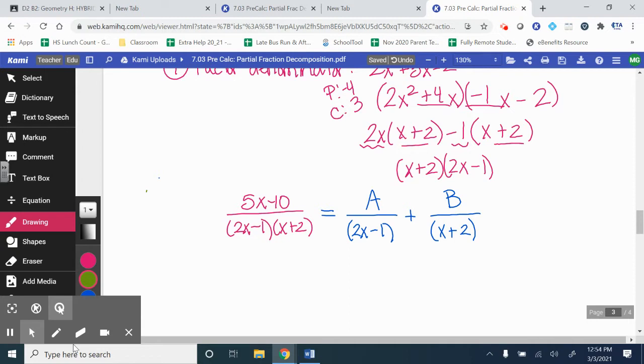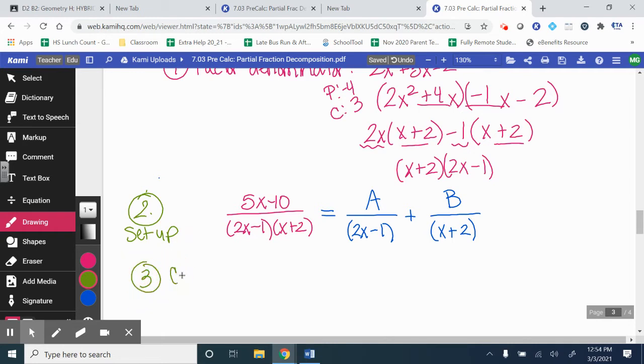Now we need to solve for a and b. So to solve for a and b, we want to clear out our fractions. So 2 was our setup. And then 3, you want to clear out the fraction. So just like we cleared them out when we solved equations last year in Algebra 2, you want to do the same thing. So you want to find your LCD, which in this case, our LCD, oh, I thought I changed.